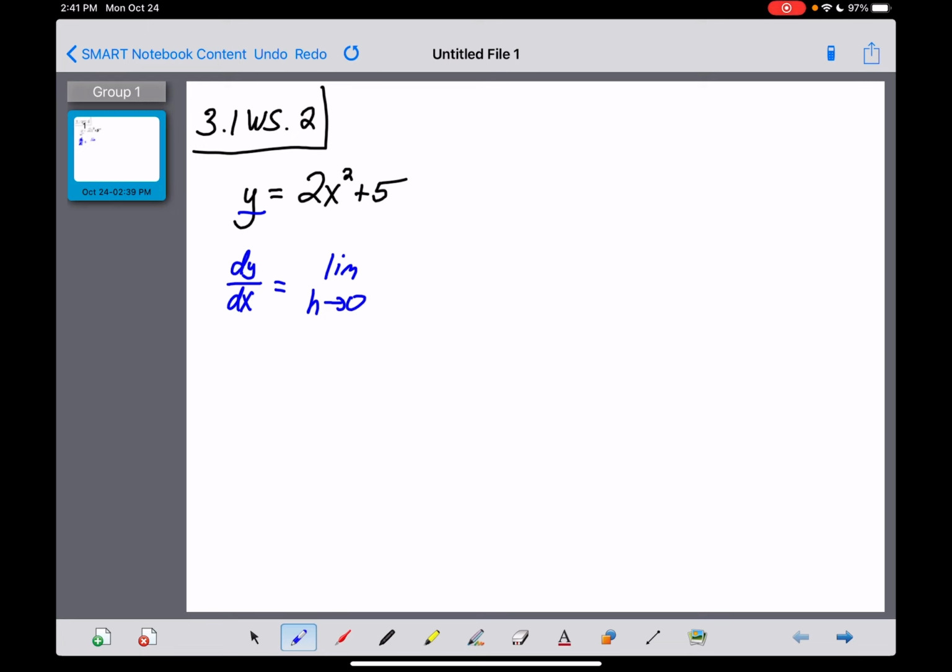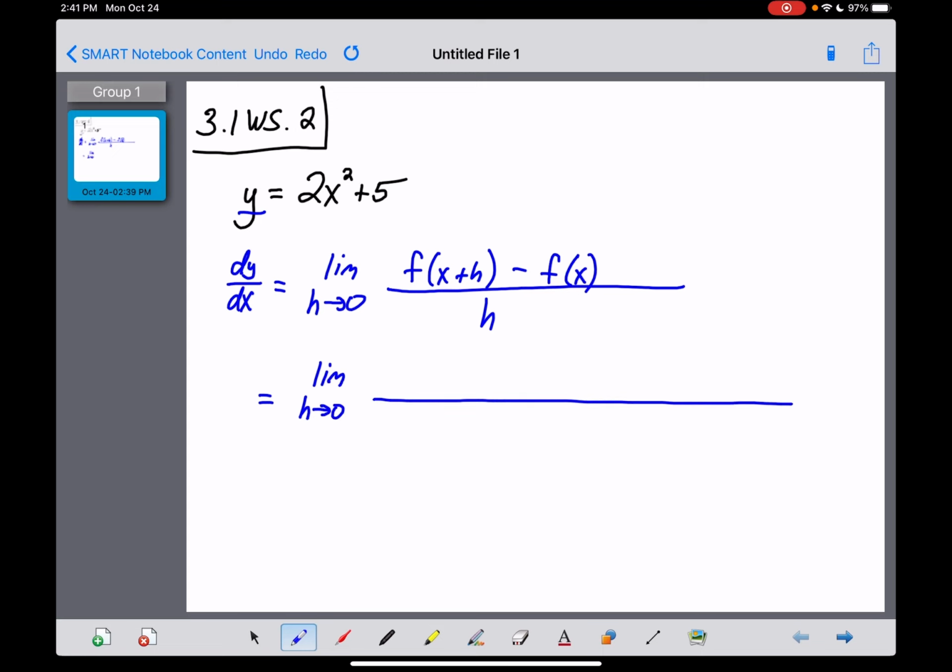The limit as h approaches 0 of, and I'm going to go ahead and use function notation, even though this one was called y. It's easier to learn just this one version of the formula. So f of x plus h minus f of x all over h. Let's see where that gets us right here. Limit as h approaches 0 of, okay, and here we go.